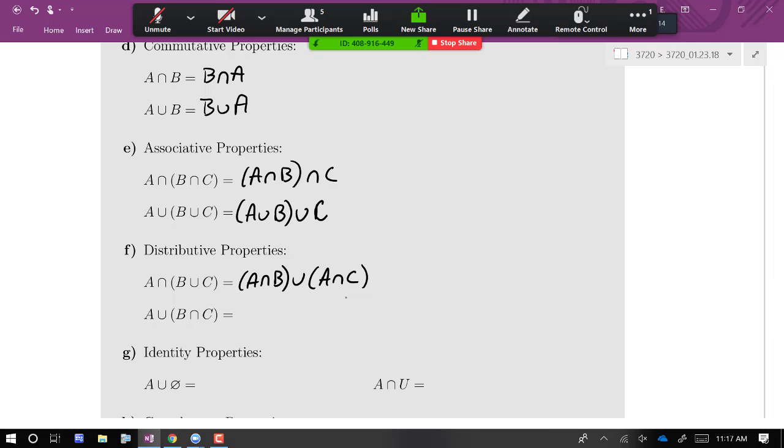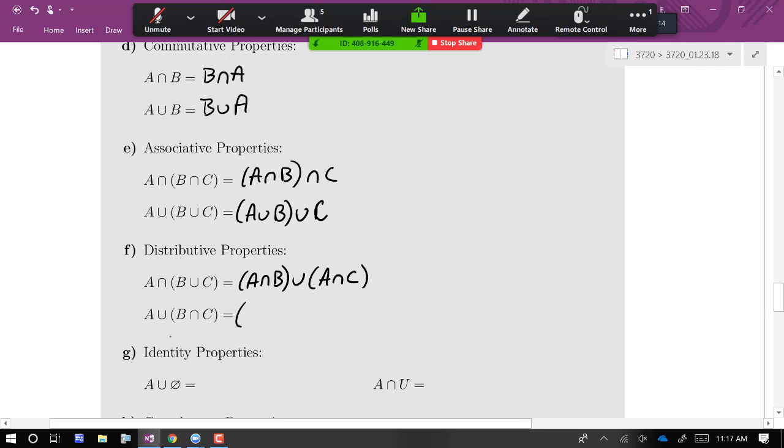We also get the union distributing over the intersection. Each operation distributes over the other. And that is different from our experience with regular arithmetic, right? I mean, we know that multiplication distributes over addition in the integers, but addition does not distribute over multiplication in the integers. With sets, each operation distributes over the other.